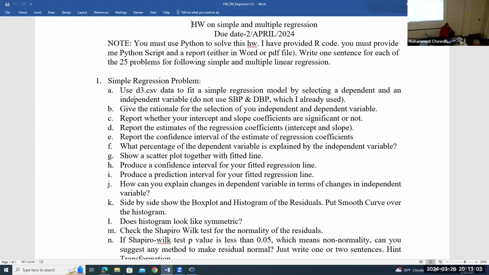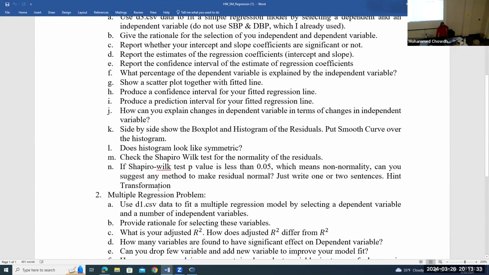So you can say that, well, I have created my prediction interval as follows. Okay. How can you explain changes in dependent variable in terms of changes in independent variable? 1 unit change in X on an average changes Y by the slope, right? Side by side, show the box plot and histogram of the residual. Put smooth curve over the histogram. Okay. Does the histogram look symmetric? Check the Shapiro-Wilk test for normality for the residual. Residuals are normally distributed. Check whether it is normally distributed or not by using Shapiro-Wilk test.